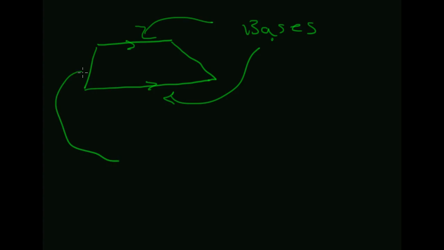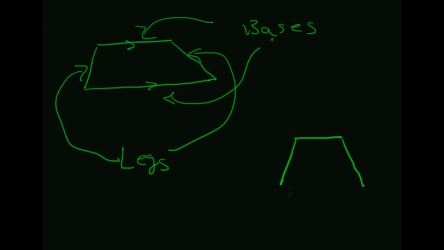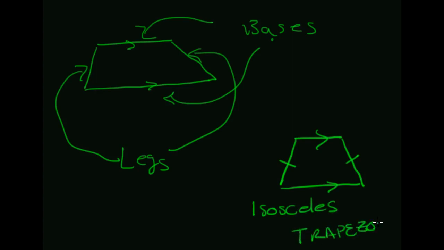And the other sides, this one, let's make the arrow go the other way. That one and that one are called legs. This is a trapezoid. Okay, if you happen to have a trapezoid where the two legs are congruent, so these are parallel and these are congruent, this is what's called an isosceles trapezoid. And some of these things, specifically the isosceles trapezoid, have some particular properties.